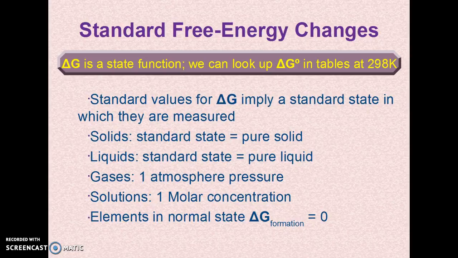For solids, the standard state is a pure solid. For liquids, the standard state is the pure liquid. For gases, the pressure is at 1 atmosphere, and for solutions, the concentration is 1 mole per liter, or 1 millimole per milliliter. For elements in their normal state, delta G of formation is defined as 0, and that gives us our 0 point for the measurement of delta G.